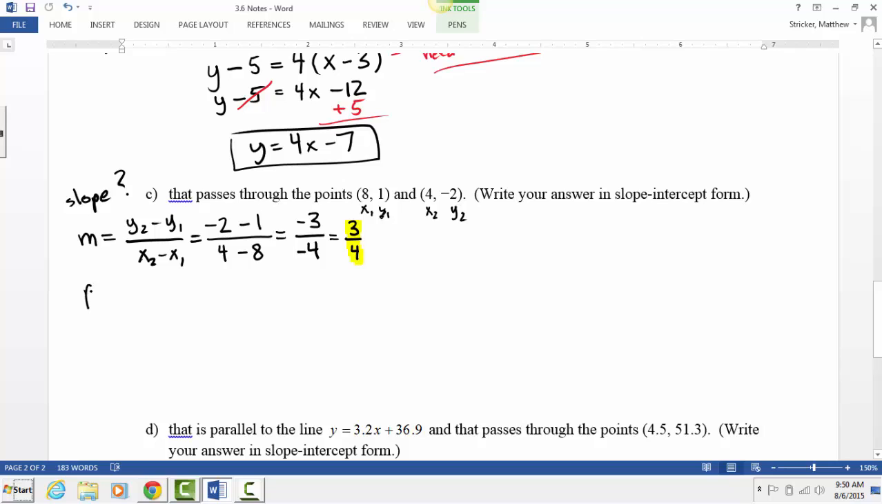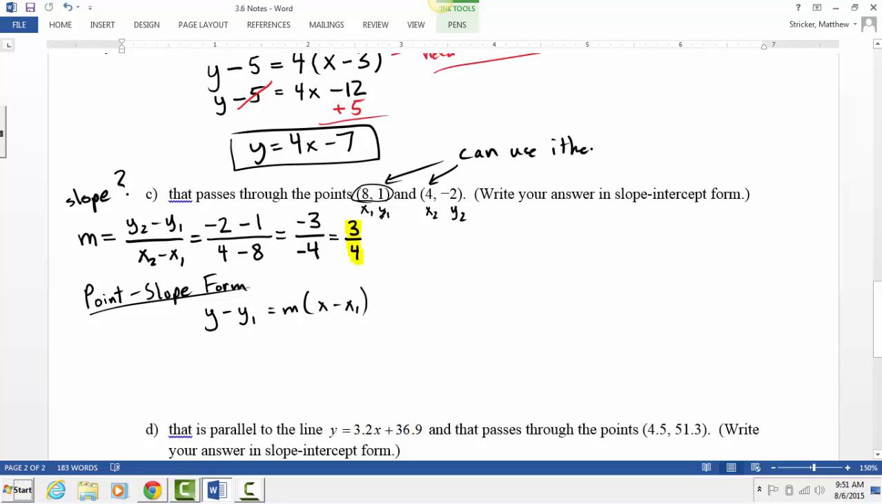So you might say, well, let's use point slope form. Makes sense to do that. We have y minus y1 equals m times x minus x1. We can go ahead and again plug in the information that we have. We can use either of the 2 points. I'm going to go ahead and use the first one because there's no negatives in there. But you can use either point. Just want to reiterate that. You can use either point.